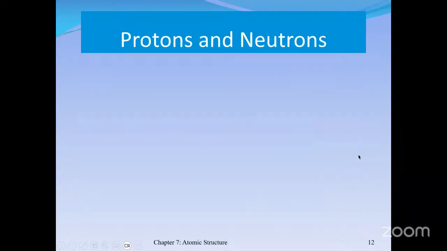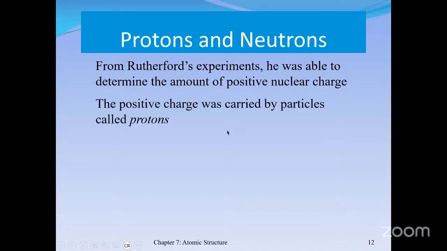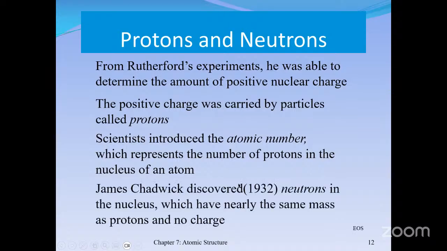Okay, so based on Rutherford's experiments, he was able to determine the amount of positive nuclear charges, and it turns out that the amount of charges in the nucleus will be equal to the number of electron charges surrounding the nucleus, right? So these positive charges were called protons, that's how we get that term, and this results in the introduction of the atomic number, which by definition is the number of protons that is present in the nucleus of an atom. So that's where that term was first used, all right?